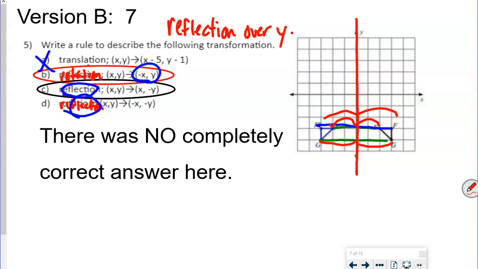Over the y-axis, right? And what's that rule, y'all? (x, y), if it's a reflection over y, what changes? The sign of the x, right? So it's (-x, y). So that was what it should have been.